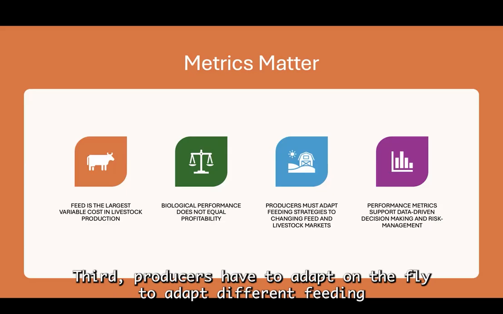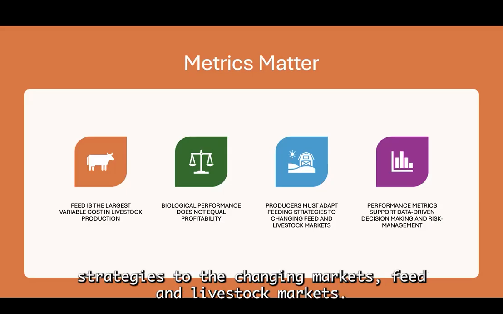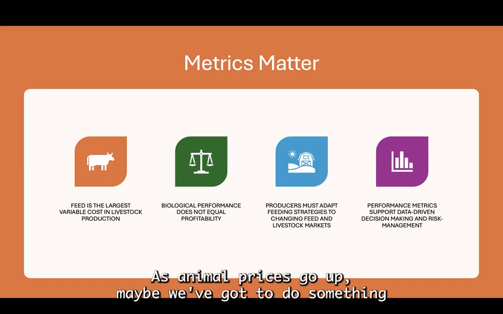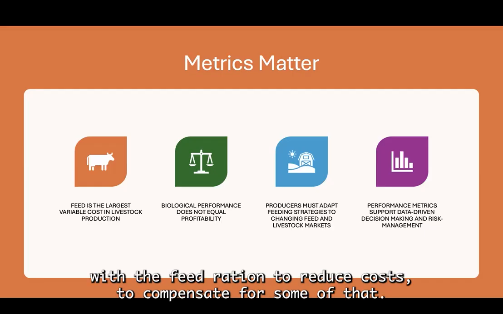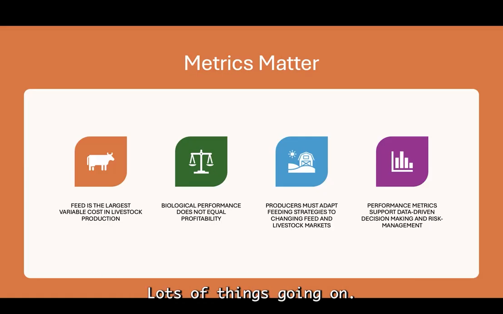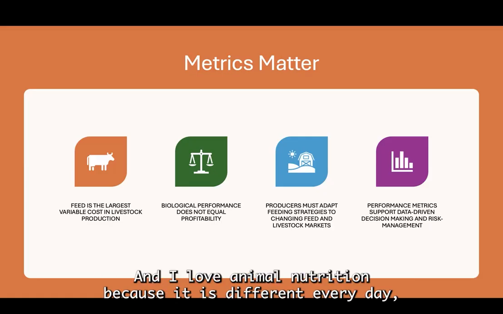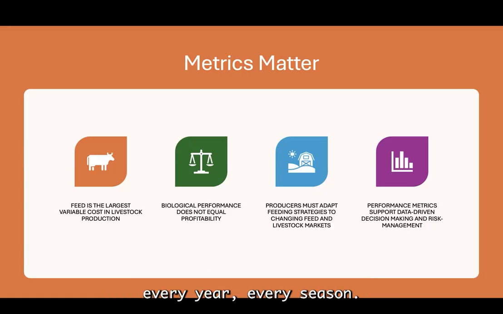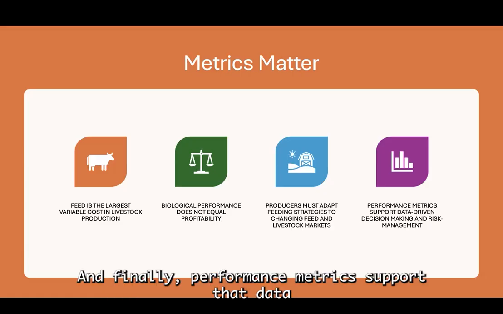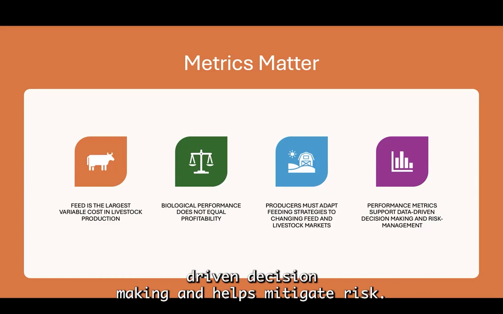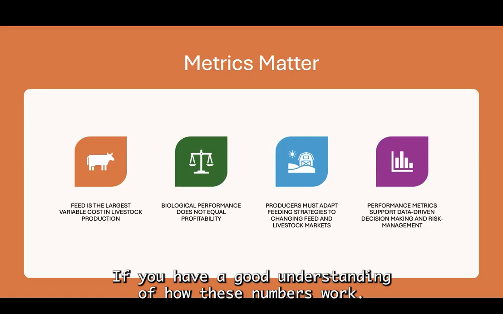Third, producers have to adapt on the fly to different feeding strategies to the changing markets, feed and livestock markets. As animal prices go up, maybe we've got to do something with the feed ration to reduce cost, to compensate for some of that. Lots of things going on. And I love animal nutrition because it is different every day, every year, every season. And finally, performance metrics support that data-driven decision-making and helps mitigate risk if you have a good understanding of how these numbers work.